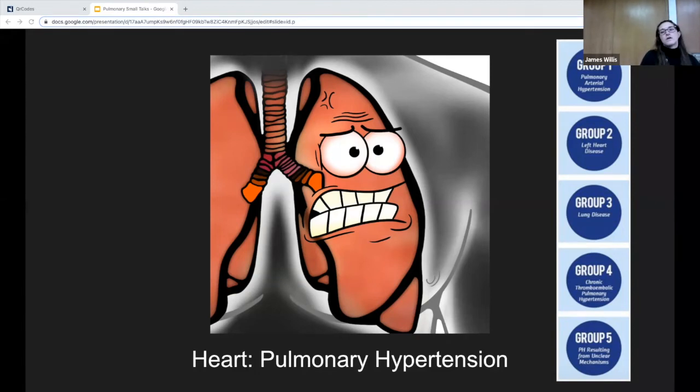things like left-sided heart disease, pulmonary embolism, or lung disease. Here you'll want to try to treat the underlying cause of the increased right heart pressures. But like I said, these can be very complicated cases.